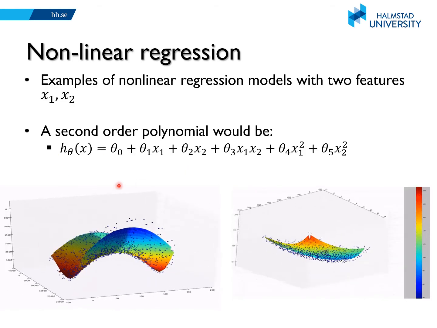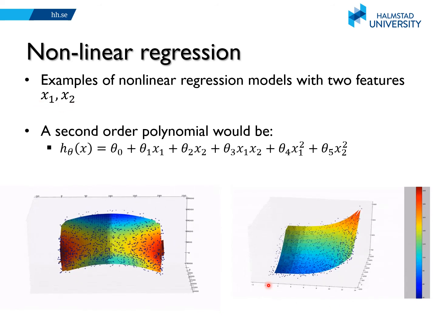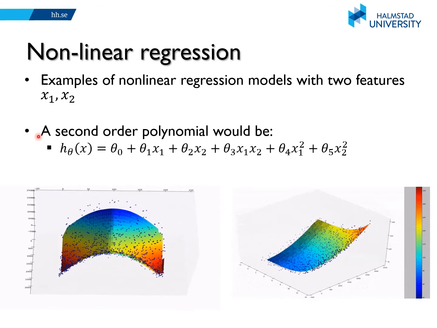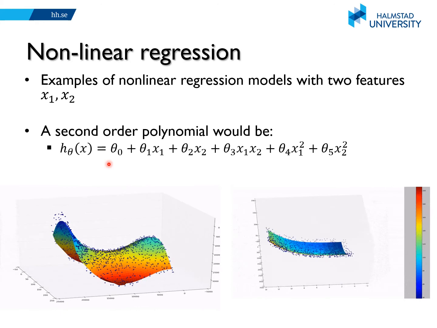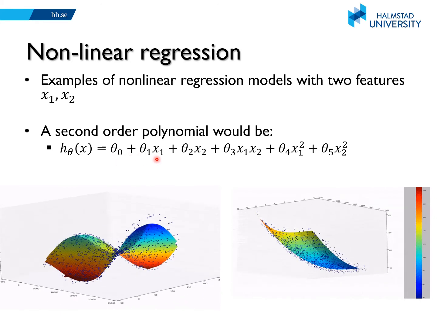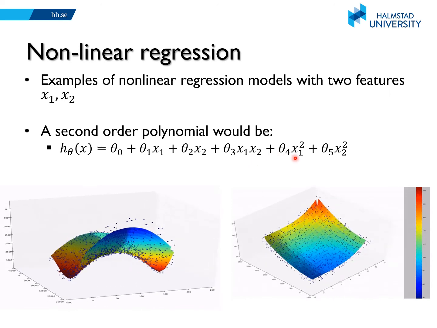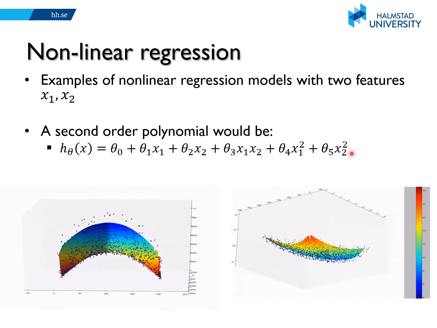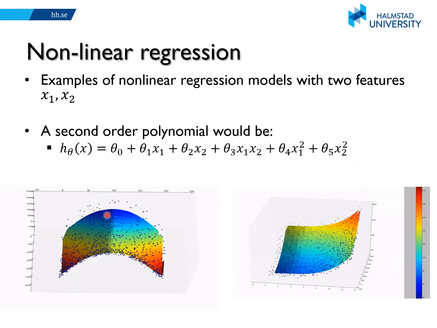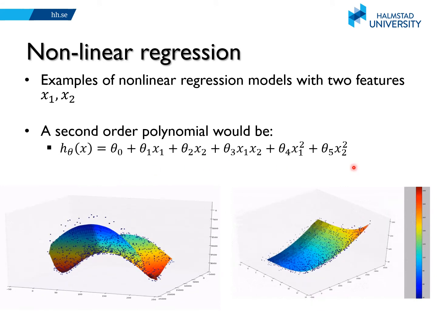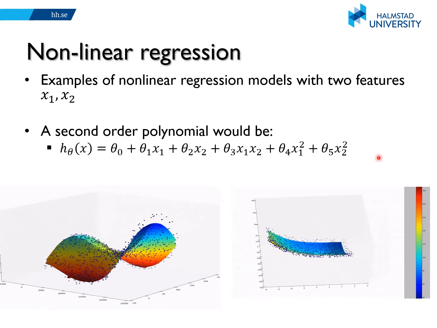And here are a few examples of nonlinear regression models with two features, x1 and x2. So a second order polynomial in this case will have this hypothesis function. So you have theta 0 plus theta 1 x1 plus theta 2 x2 plus theta 3 x1 x2 plus theta 4 x1 squared plus theta 5 x2 squared. So you have more parameters because we have more features. And if you increase the complexity of your model, for example, by having a third order polynomial, then you will have even more parameters.